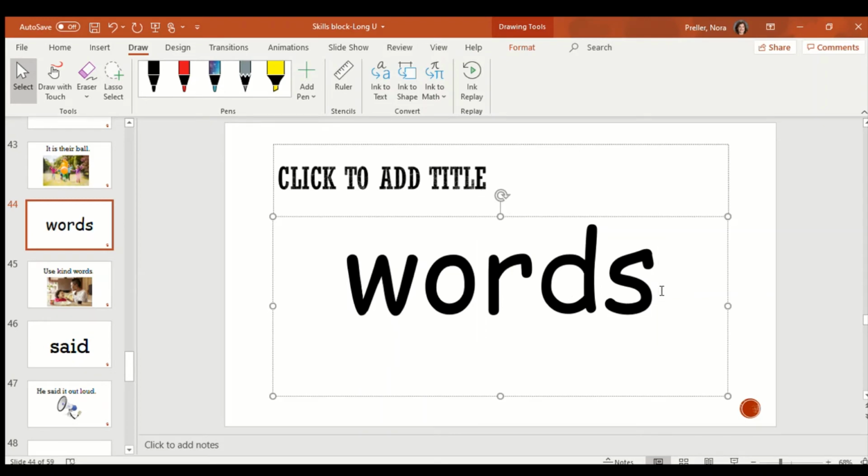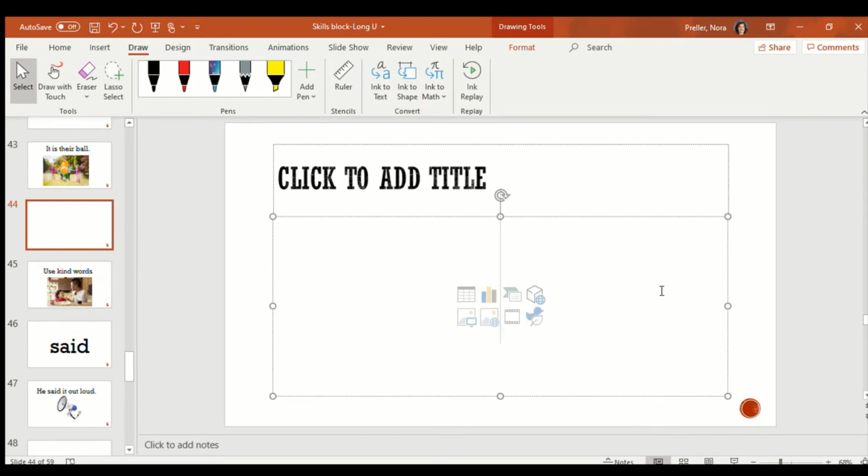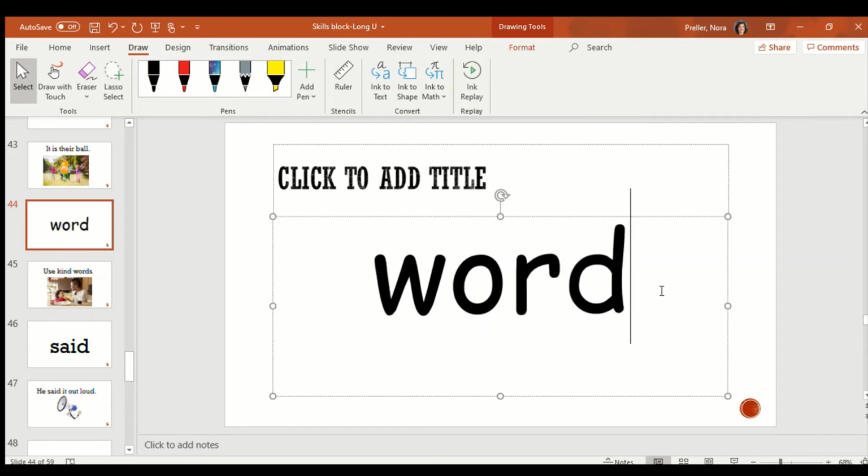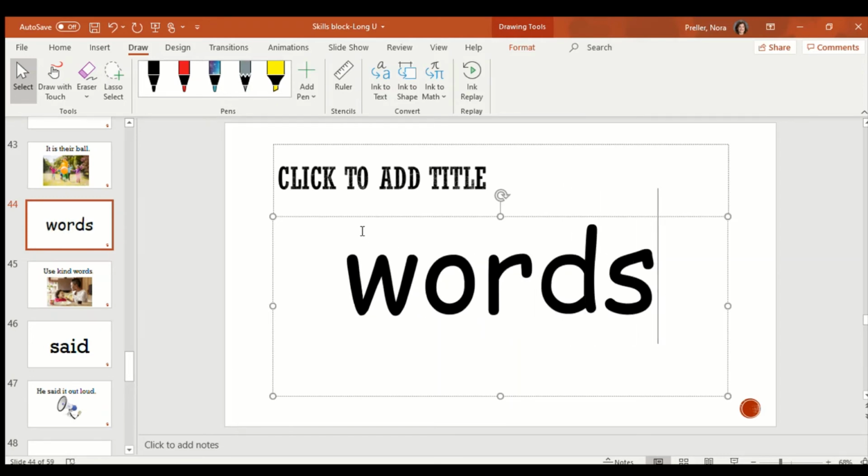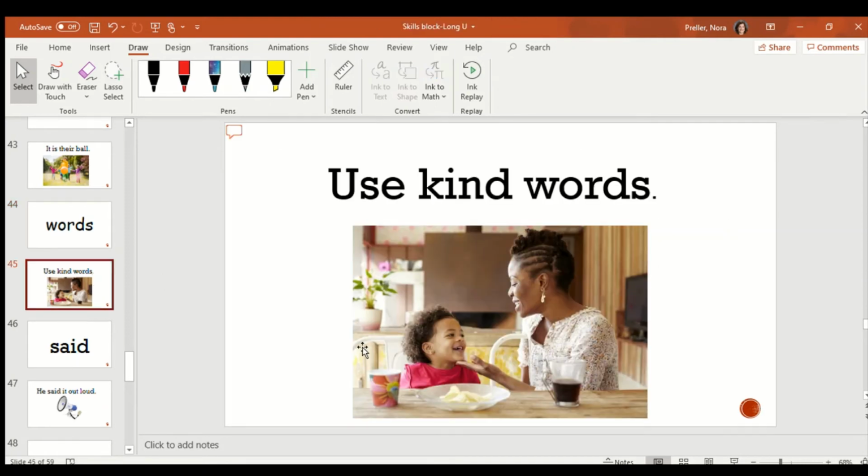Now let's spell words. W-O-R-D-S. Words. Now let's read words in a sentence. You try. Great. Did you read use kind words? If you did, great job. Remember that if at any point you find a word that's really tricky for you, you can pause the video and write it down for a flashcard.